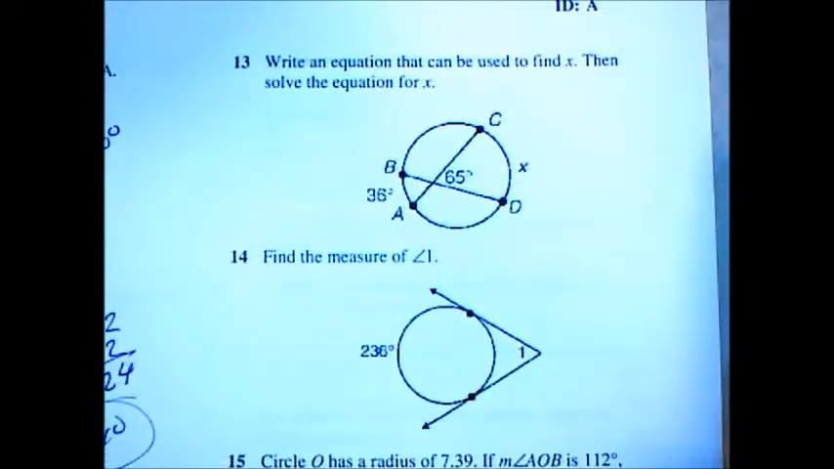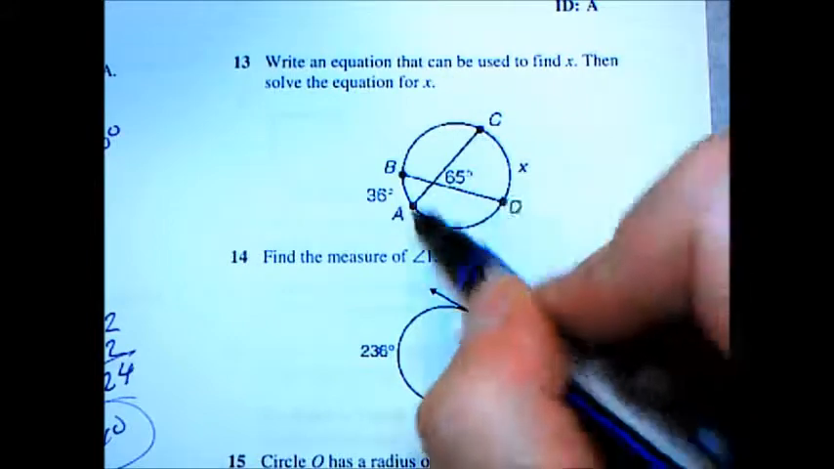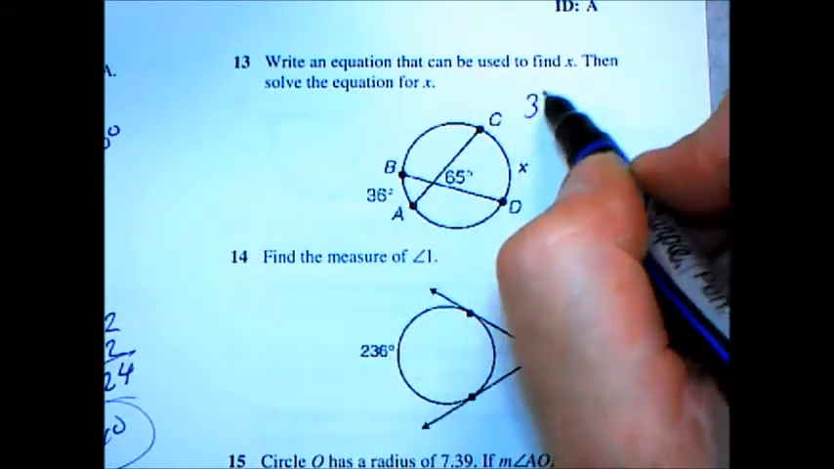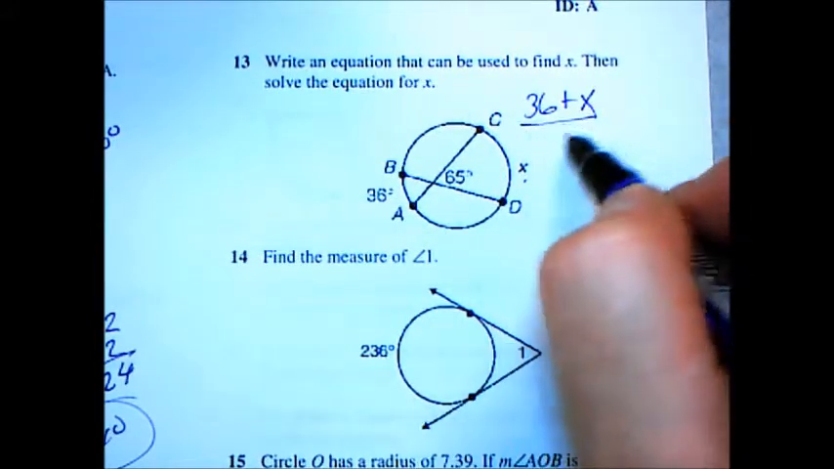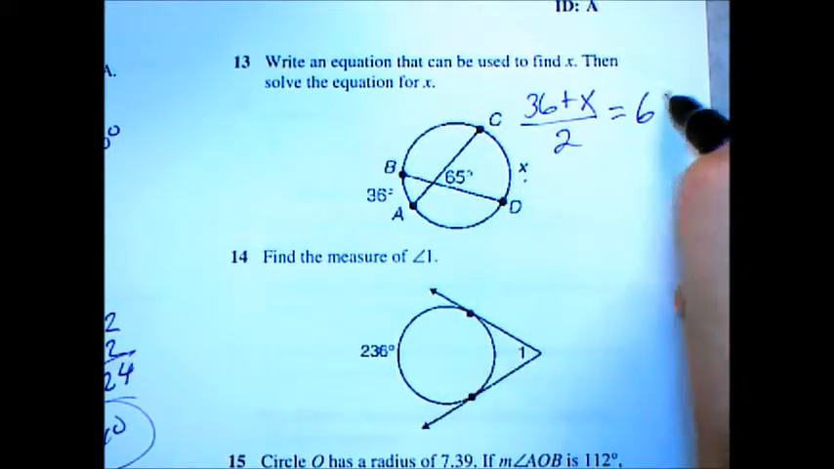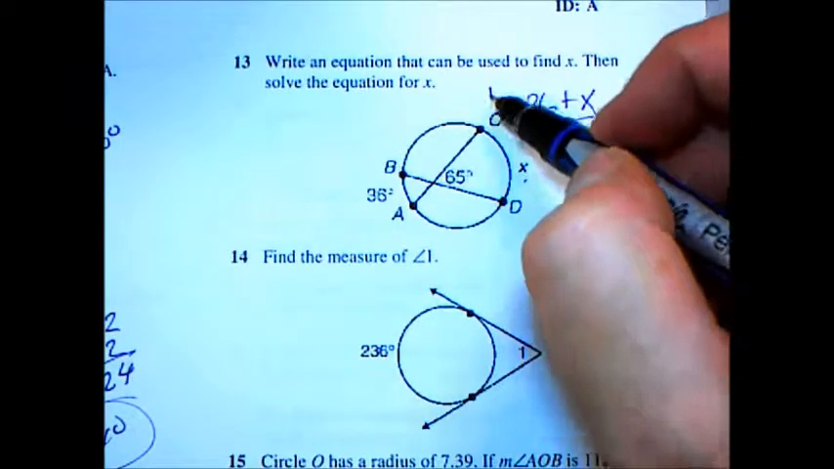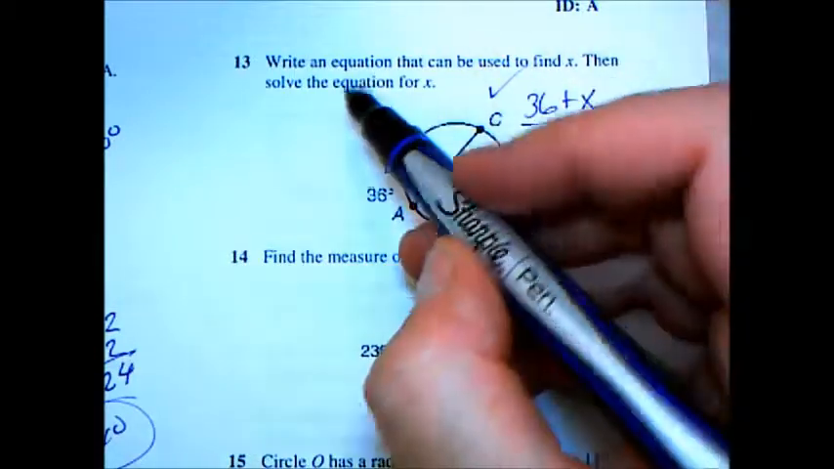On number 13, they want you to write the equation. Here the lines are intersecting inside, so that means I'm going to take the 36, add the x, divide it by 2, and this time I know it's going to equal 65. So there's the first answer, the equation. Then they want you to solve it.